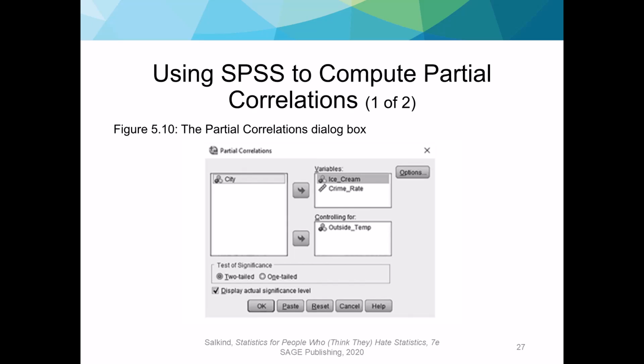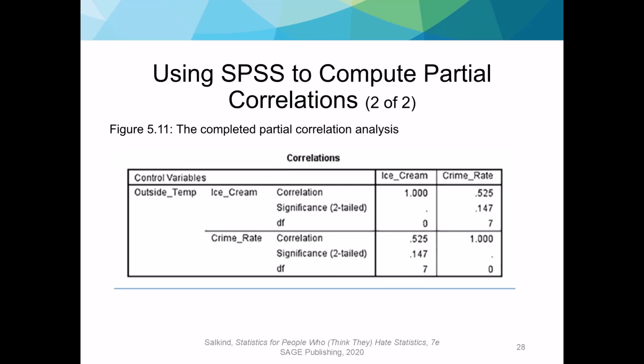You can see that ice cream and crime rate are the variables of interest, and we are controlling for the outside temperature. Here is the completed analysis. After controlling for the outside temperature, we can see the new correlation value between ice cream sales and crime rate, giving us a clearer picture of their relationship without the confounding effect of the weather.